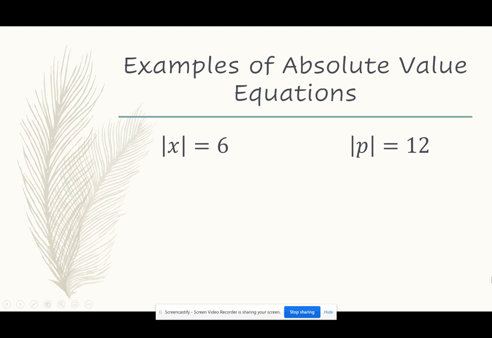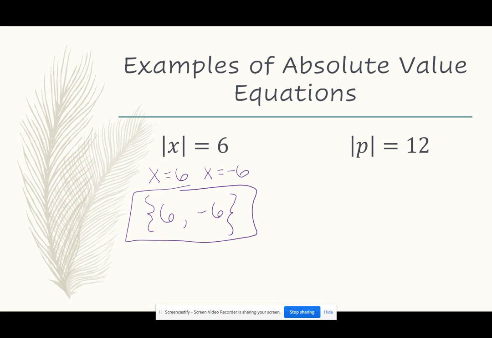So if we remember when we were doing absolute value the first week of school, we said the absolute value of -6 would be 6, but the absolute value of 6 is also 6, because it's just the positive value of the number. So in this case, we're going backwards. If we're saying our answer is 6, that means x could be 6 or x could be -6. So therefore our answer would be 6 and -6. It doesn't matter which one you write first. So then over here, we would say P could be 12 or -12.